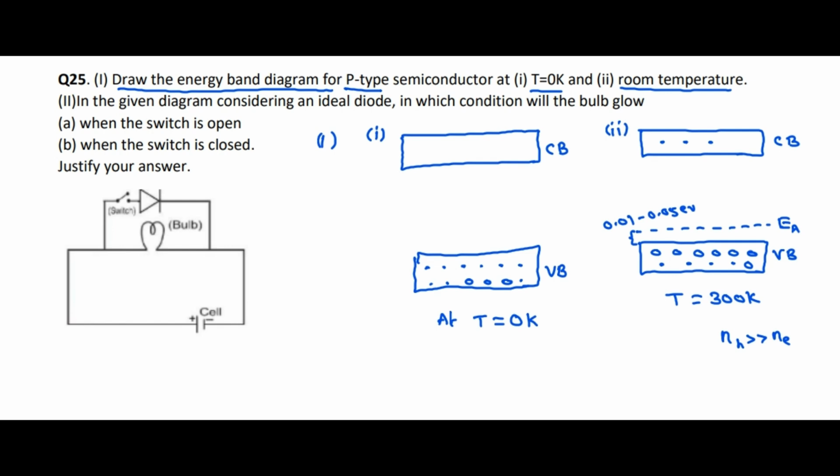Coming to the second part. In the given diagram, considering an ideal diode, in which condition will the bulb glow? The bulb will glow only if the current is passing through the bulb. That means when the switch is open, only then will the current pass through the bulb and it will glow. That means the switch should be open. If it is closed, then current won't pass through the bulb, current will pass only through the diode. Why? Because in the ideal condition, it offers 0 resistance. So no current will pass through the bulb.